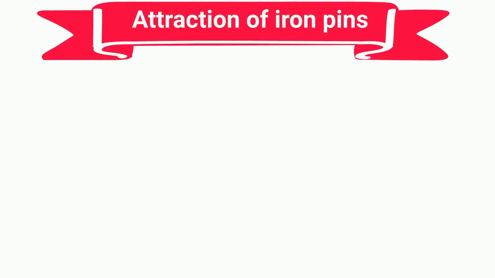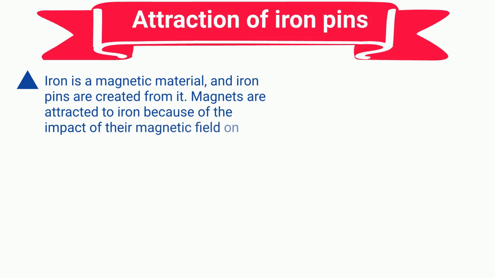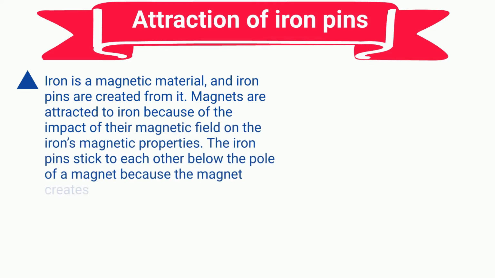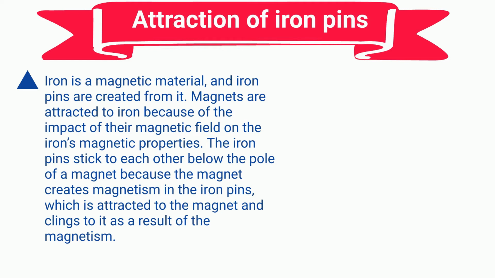Attraction of iron pins. Iron is a magnetic material, and iron pins are created from it. Magnets are attracted to iron because of the impact of their magnetic field on the iron's magnetic properties. The iron pins stick to each other below the pole of a magnet because the magnet creates magnetism in the iron pins, which is attracted to the magnet and clings to it as a result of the magnetism.